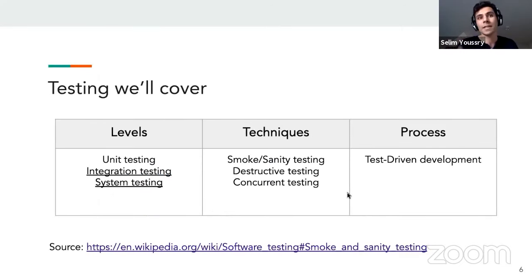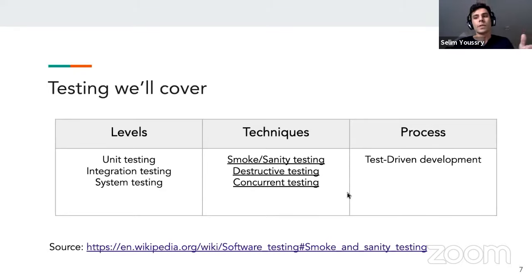You have different levels of testing, not just unit testing. You also have integration and system testing, where integration would be testing the interfaces between components, and system testing would be an end-to-end testing of an integrated system. Then techniques: how do you actually test it, and what do you actually test? Smoke and sanity testing would be just testing the basics, the first level, that your app works as expected on a very basic level.